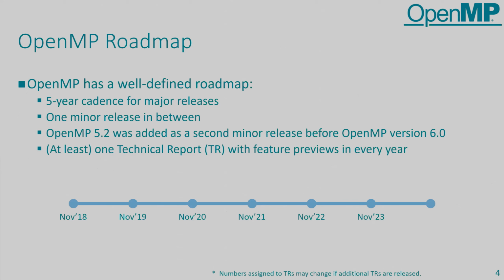Yeah, so first of all, not too long ago, I took a look at this, and I've been the chair of the language committee since 2009, so about 12 years now. But it turns out when I looked at it more closely, since the beginning of the history of OpenMP, we have maintained this 5-year cadence of coming out with a new major version of the specification. And so in November of 2018, we came out with OpenMP 5.0.